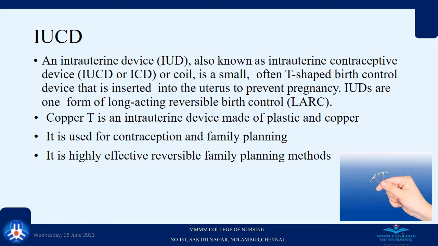Copper T is an intrauterine device made of copper and plastic. It is used for contraception and family planning. It is a highly effective reversible family planning method. So this IUCD plays an important role in family planning. In order to provide spacing between pregnancies, we will be advising the couple for these intrauterine contraceptive devices.